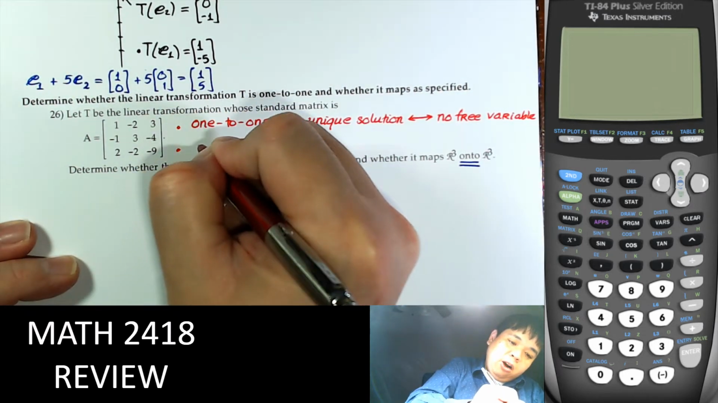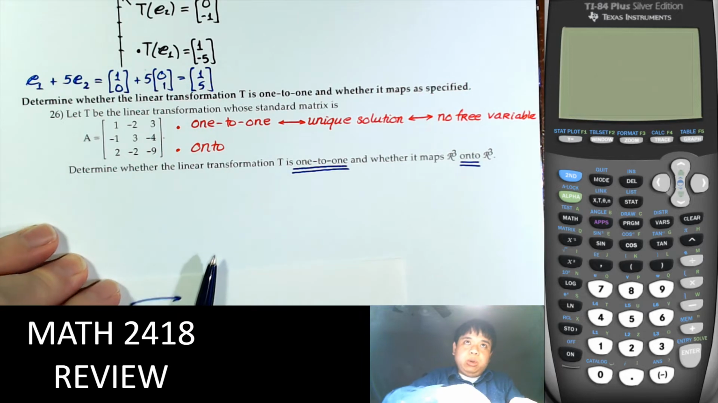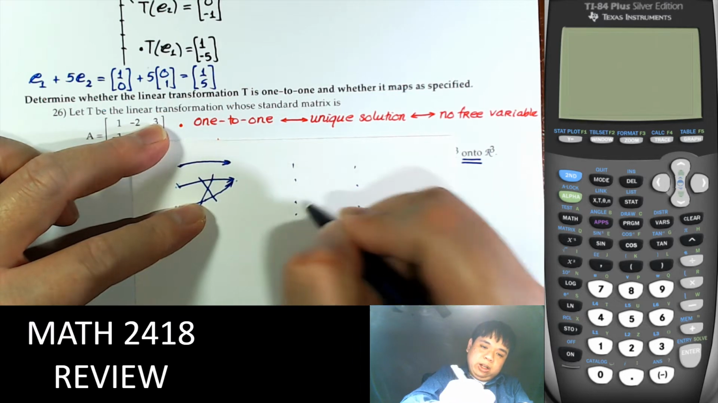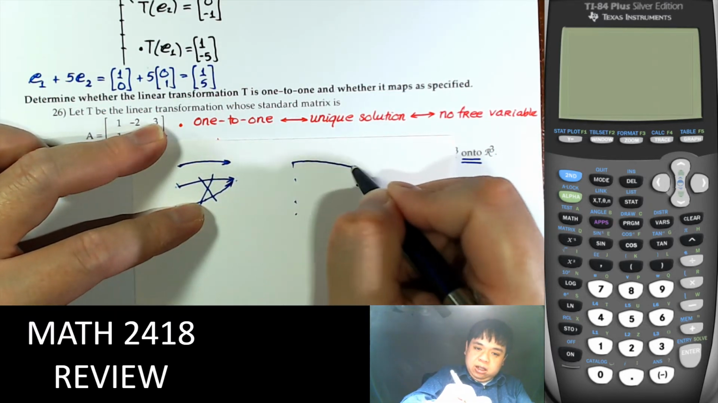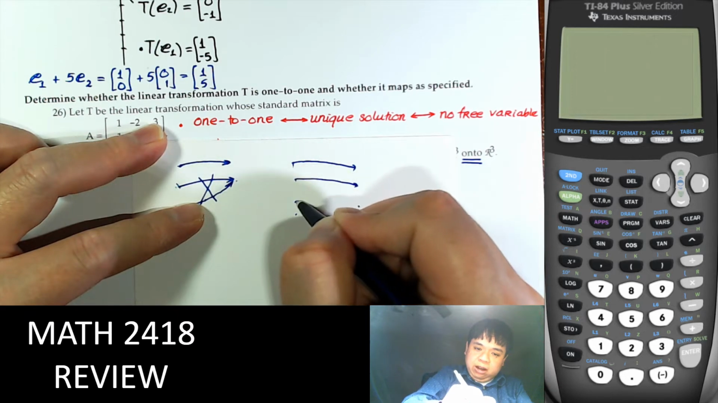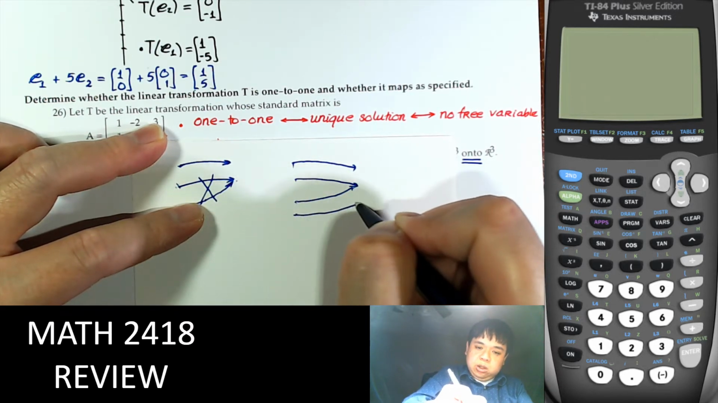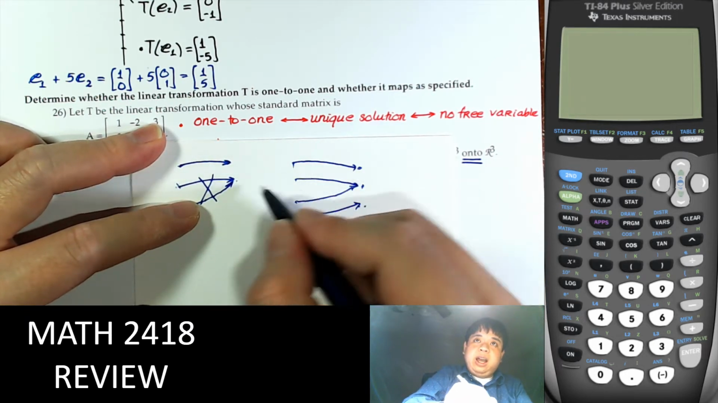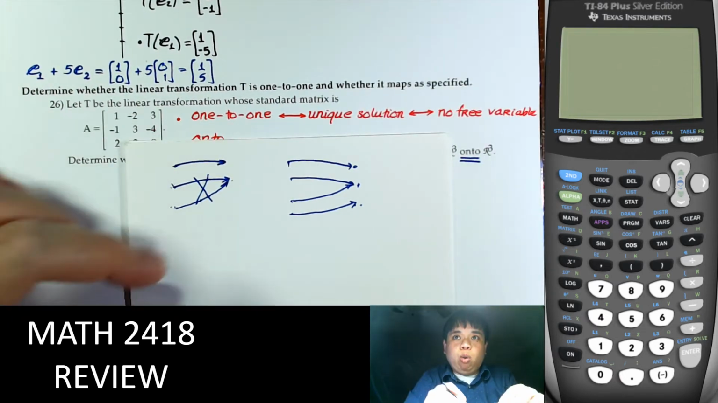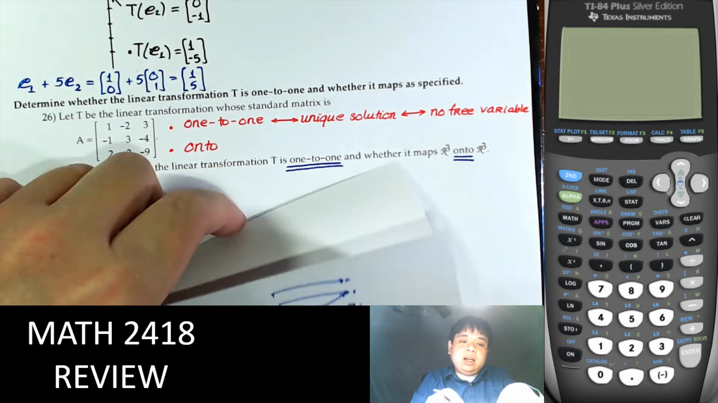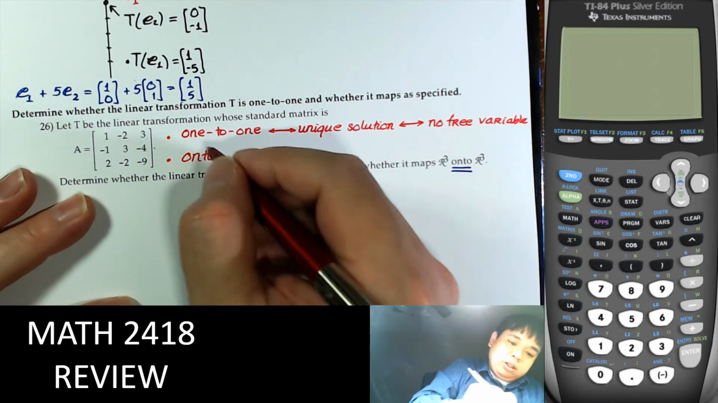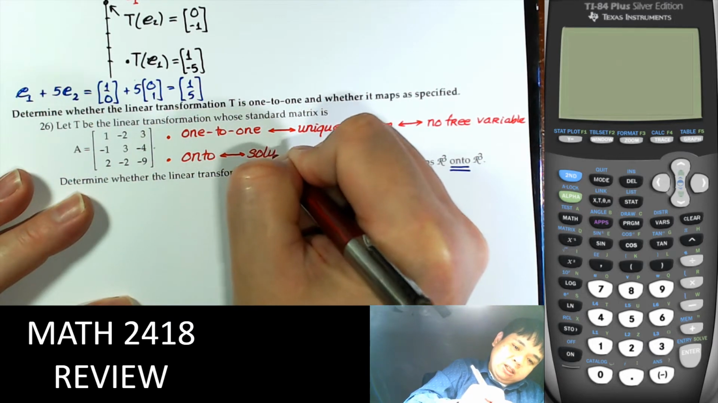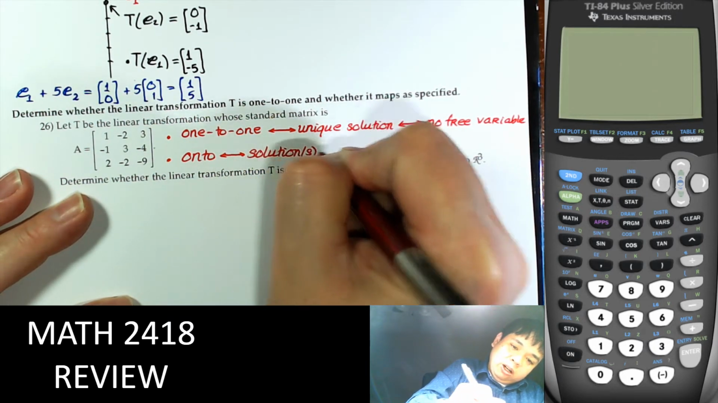Next, onto. So onto is where pretty much every point in the range will have something mapped to it. So this is perfectly fine as long as all of the points in the range have a pre-image. Maybe more than one pre-image, still fine. So in this case, we just need to guarantee to have a solution. Or just say a solution exists. Maybe more than one.